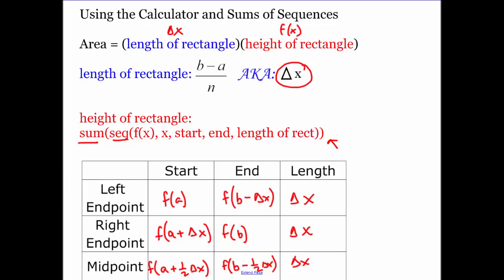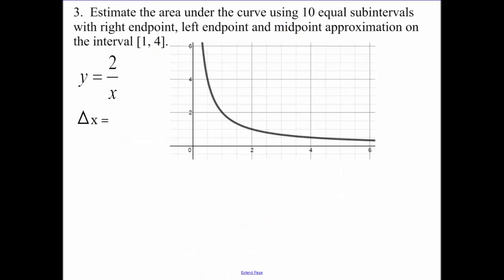Okay, so let's go through an example of this. Estimate the area under the curve using 10 equal subintervals using right, left, and midpoint approximation on our interval from 1 to 4. Okay, so delta x is 4 minus 1 over 10, or 3/10. So, in your calculator, for the right endpoint, make sure you remember that this 3/10 is your width.